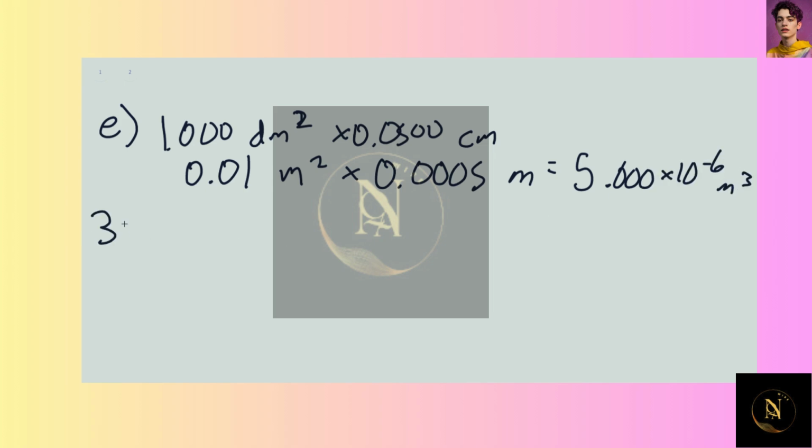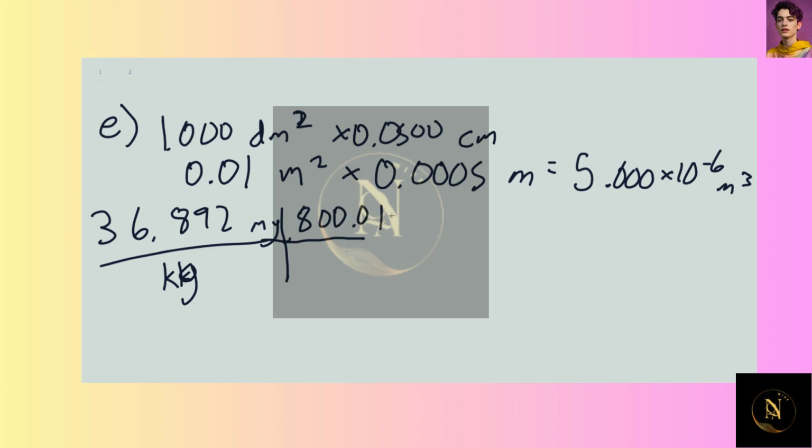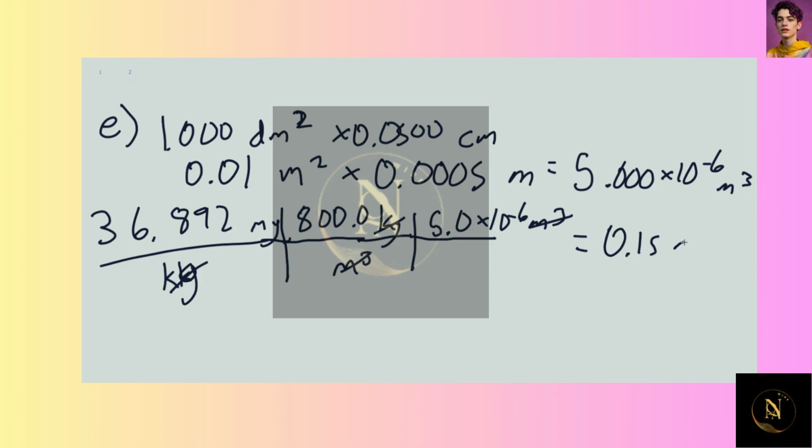So now we can take our answer from the previous part D, 36.892 milligrams per kilogram, and find just milligrams. We're given an average density of 800 kilograms per meter cubed. And then we can multiply by our volume. The meters cubed cancel, kilograms cancel, and we get our answer in milligrams, which is 0.15 milligrams.